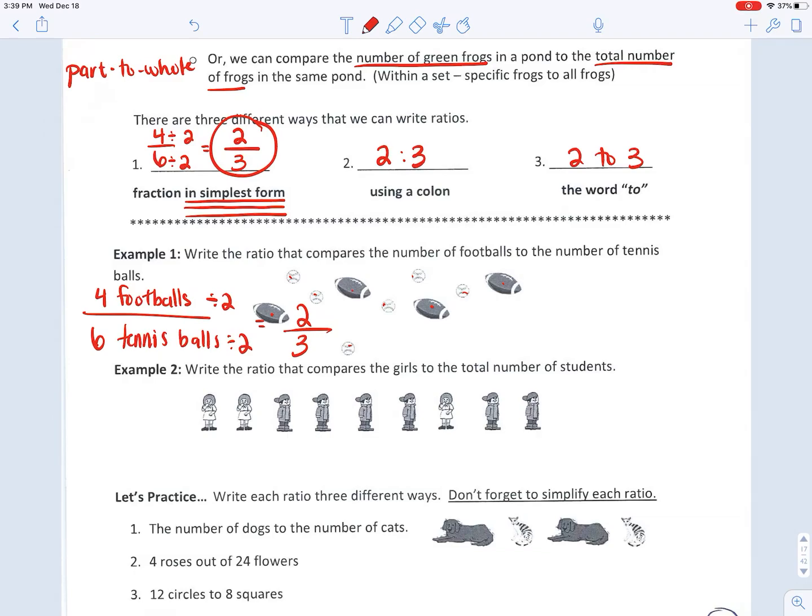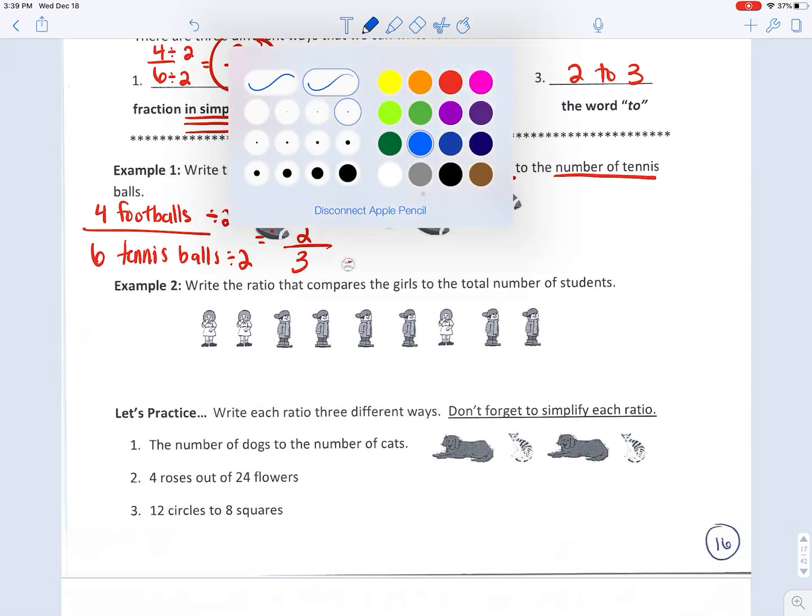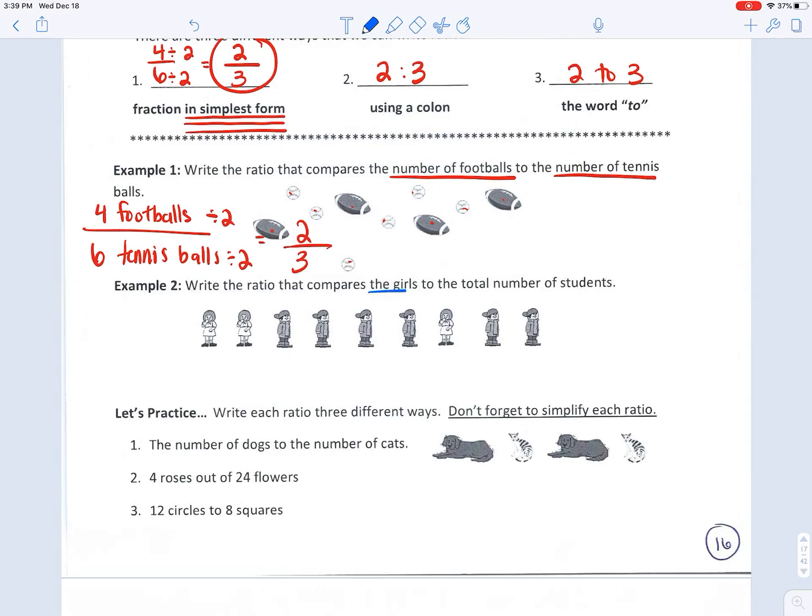Now, as a reminder, please make sure you're paying attention to the way we write our ratio. They want the number of footballs and then the number of tennis balls. So make sure that the number of footballs goes before the number of tennis balls. Okay? Example number 2. It says to write the ratio that compares the girls to the total number of students.